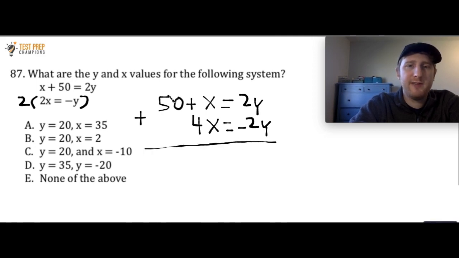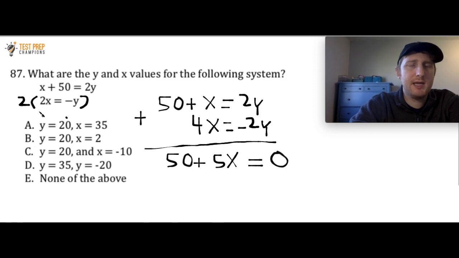So 50 plus 0 is just 50. So the 50 really doesn't change. The 50 just kind of comes straight down here, all right? And x plus 4x is going to be 5x. Now, what is 2y plus negative 2y? In other words, 2y minus 2y. Well, that equals 0. So see how just by making that one change, just by multiplying this by 2, I can set this up so that the y's are going to cancel out.